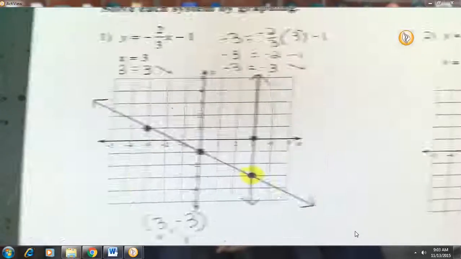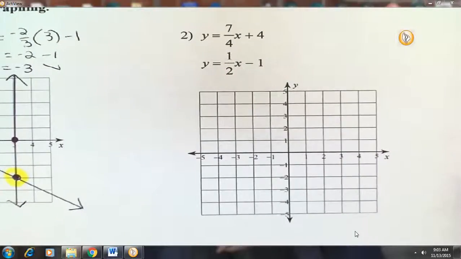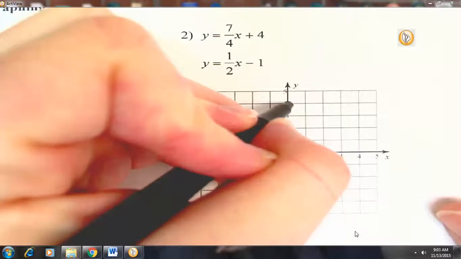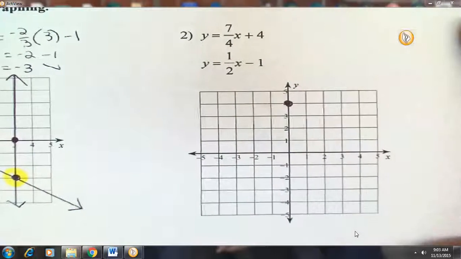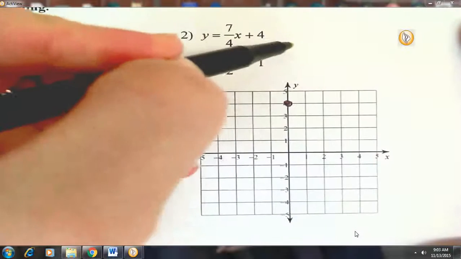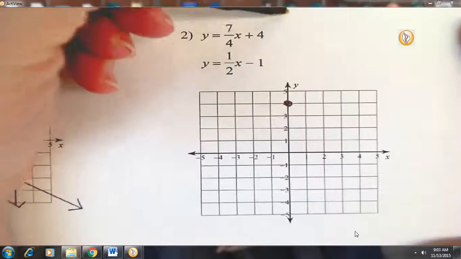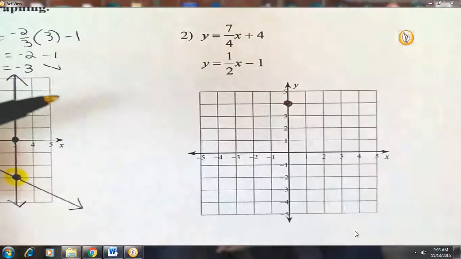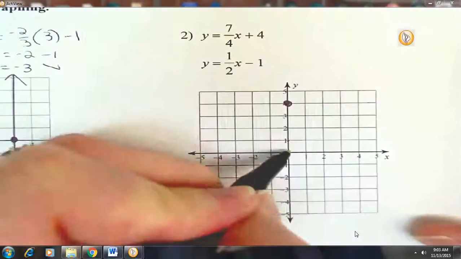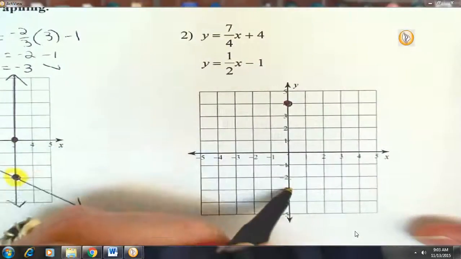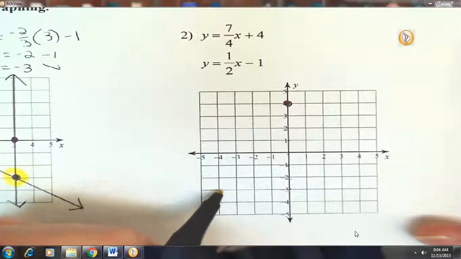Look at example 2. Solve this system by graphing. The first equation has a y-intercept of 4, so I'll put a dot at 4. The slope is 7/4. That means I'm going to go up 7 and over 4. I probably don't want to go up 7 and over 4, do I? I can avoid it. I'm going to start by going down 7. 1, 2, 3, 4, 5, 6, 7. And left 4. 1, 2, 3, 4.